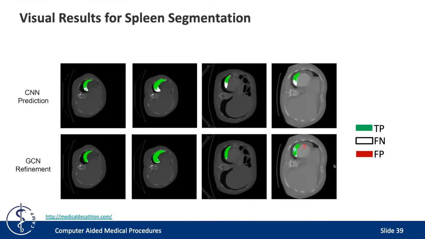These are also some visual results for the spleen segmentation task. We can see more or less a similar pattern. We have some false negative regions in the original CNN prediction that were recovered by the GCN refinement in these three particular slices. And this last one is also another example when the GCN refinement could generate some false positive regions. We can see that we have recovered some false negatives in the spleen, but also the GCN generated a small area of false positives here.